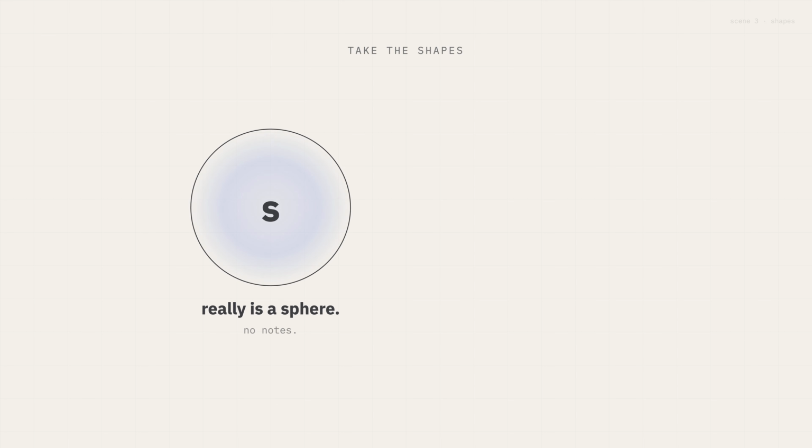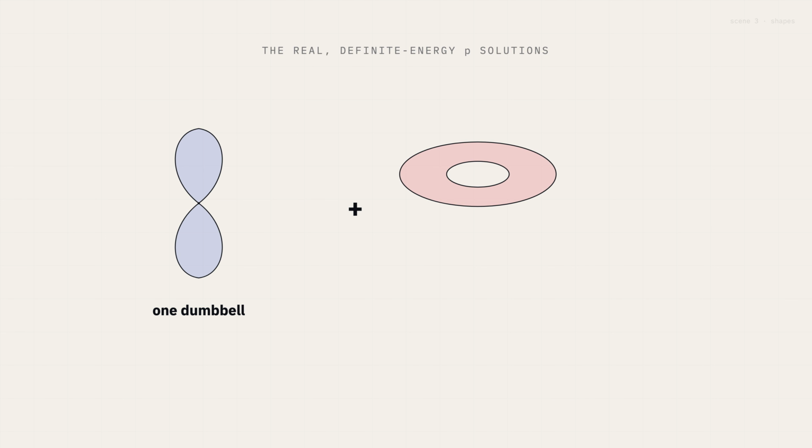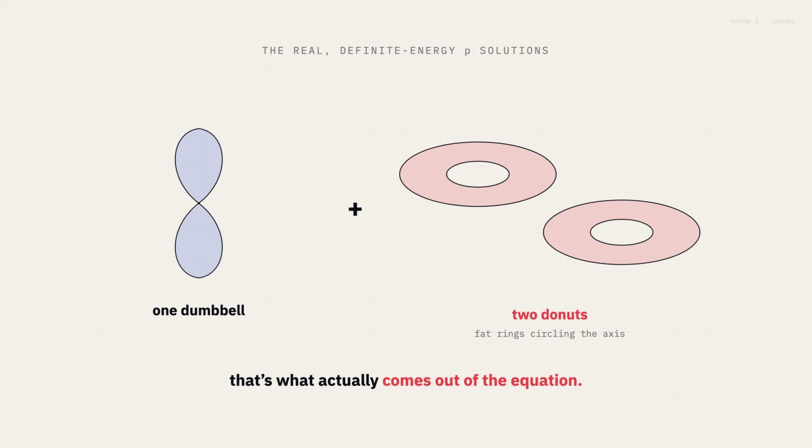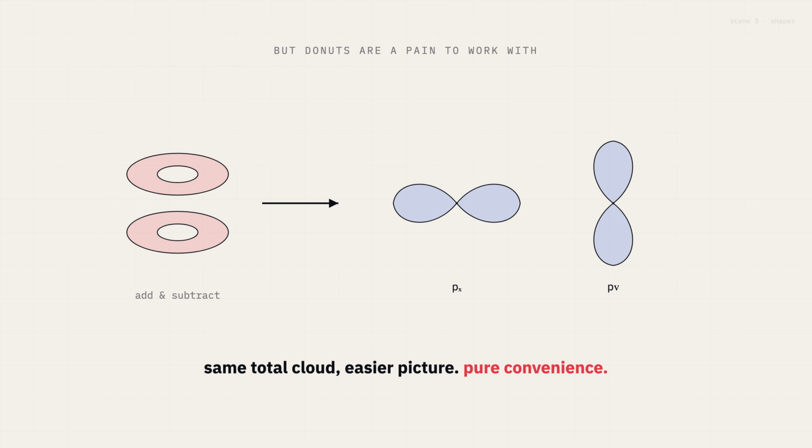Take the shapes first. The s orbital really is a sphere. Fine, no notes. The p orbitals are where it gets sneaky. The real, definite energy p solutions are 1 dumbbell and 2 donuts. Fat rings circling the axis. That's what actually comes out of the equation. But donuts are a pain to work with. So we blend them, add the 2, subtract the 2 into a pair of clean dumbbells pointing along x and y. Same total cloud, easier picture.